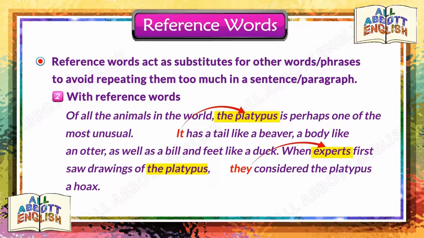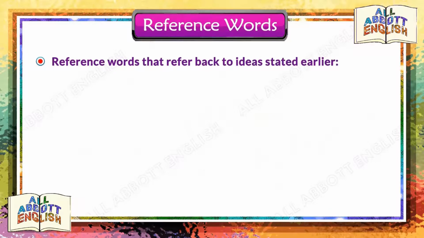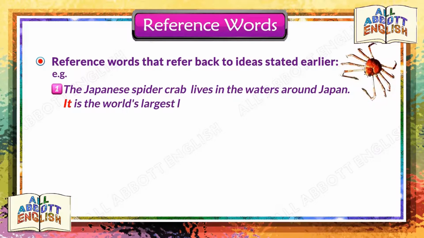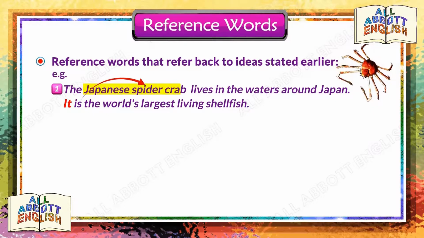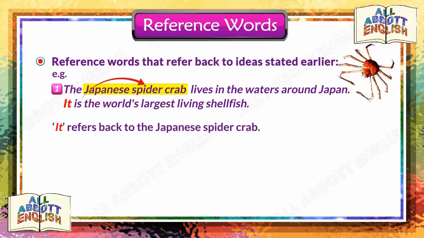In the final part of the text, the pronoun, it, is used to refer back to the platypus to avoid word repetition within the same sentence. Here are a couple of examples of reference words that refer back to ideas earlier in the text. The Japanese spider crab lives in the waters around Japan. It is the world's largest living shellfish. It is the reference word, as it refers back to the Japanese spider crab.